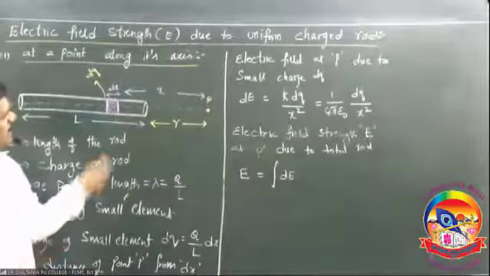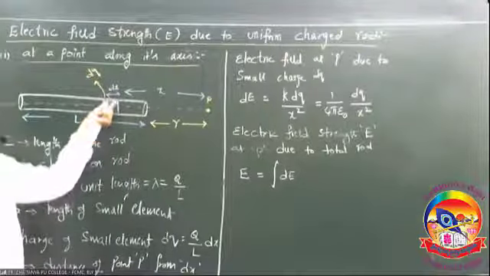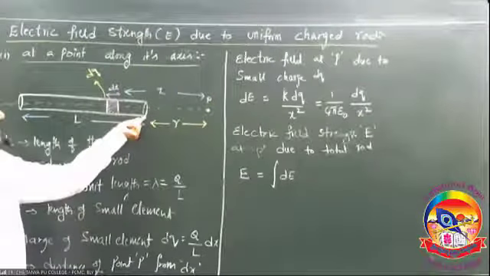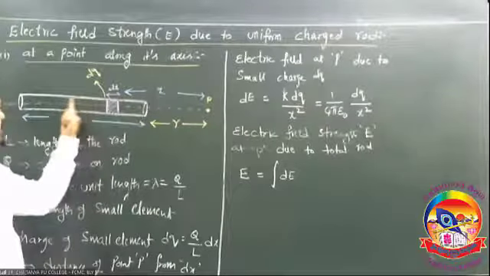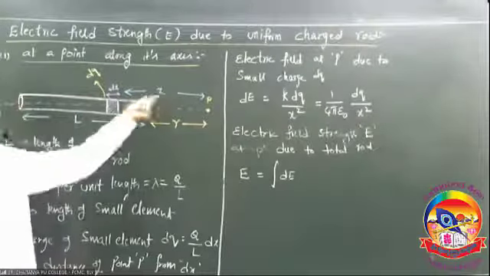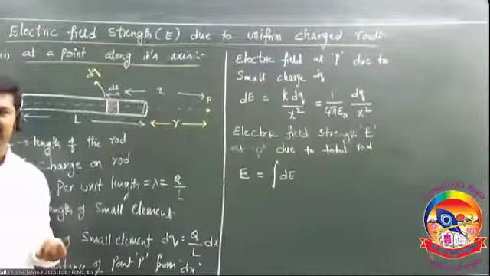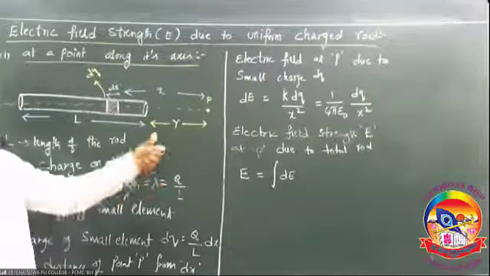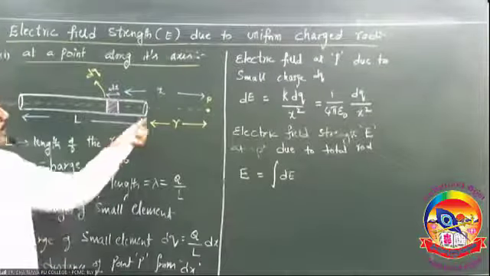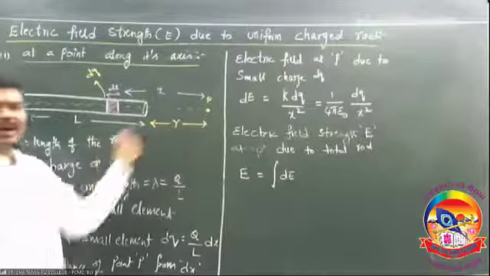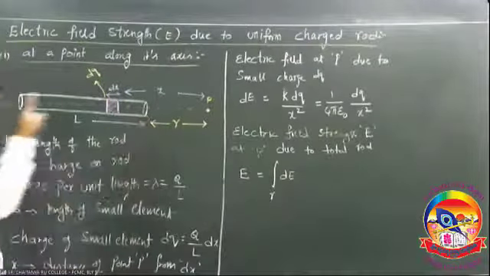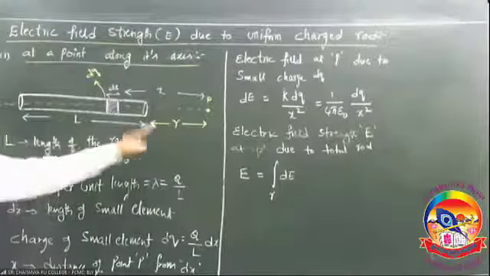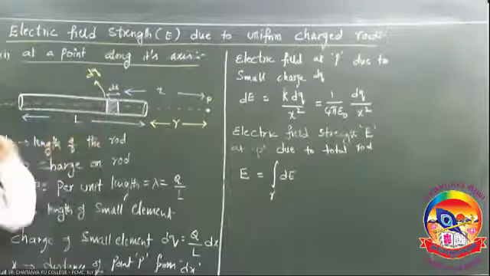What are the limits here? Each dx extended from here to here means as we go from this end to this end, what is happening? This distance is increasing. So what are the limits? Here, what is the distance limit? R, the lower limit. What is the upper limit? This end, R plus L.